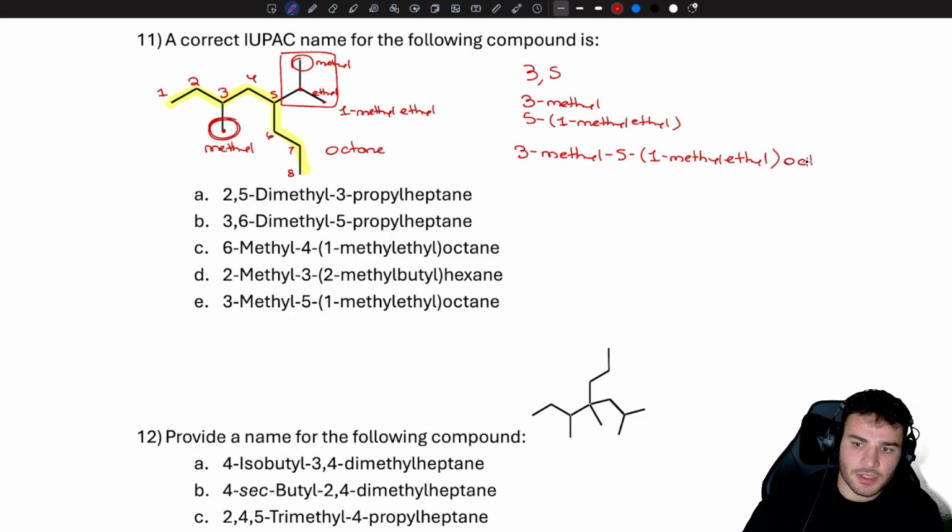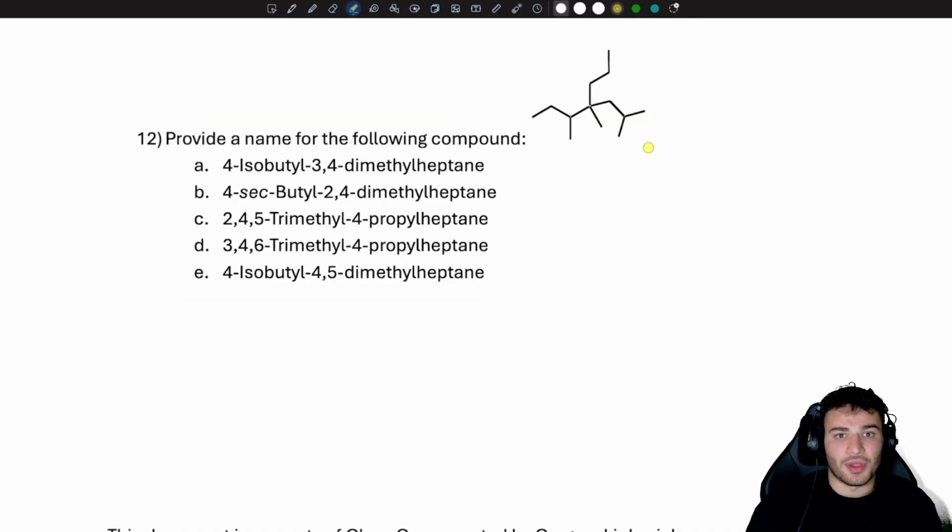And then finally our parent chain, octane. And so the correct answer is E. All right, now the last multiple choice question, figuring out the IUPAC name.